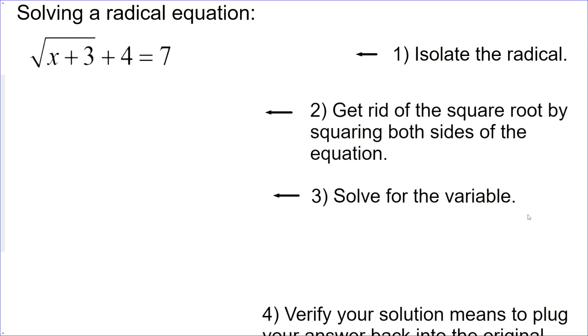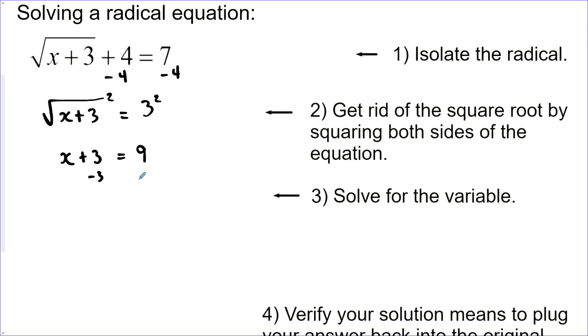So isolating the radical, we should probably subtract 4 from both sides. The square root of x plus 3 is equal to 3. It's isolated. Next step, get rid of the square root by squaring both sides. Squared, squared. On this side we get x plus 3 and it equals 9. Subtract 3 on both sides, and we get x equals 6.